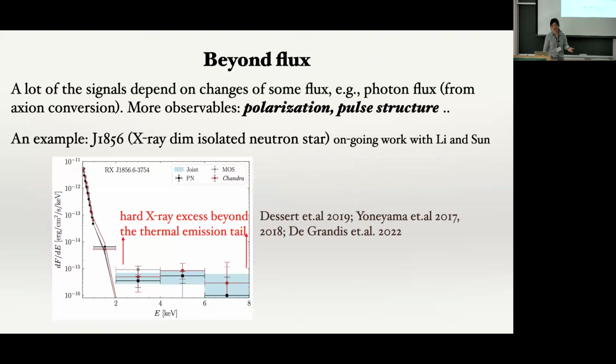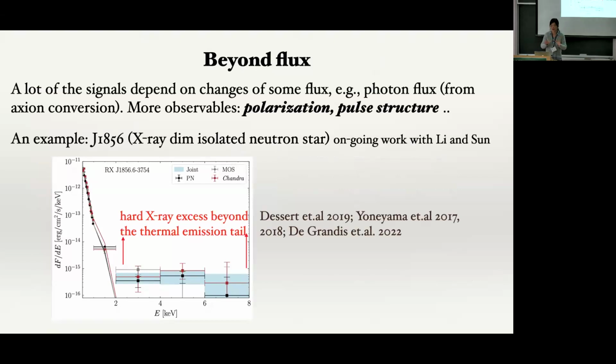The point I want to make is that a lot of these signals depend on some flux, for example photon fluxes converted from axions. There could be more observables out there, such as polarization and pulse structure. I should say that the additional observable of polarization has been studied in the literature. It's just relatively less studied compared to observables based on flux.